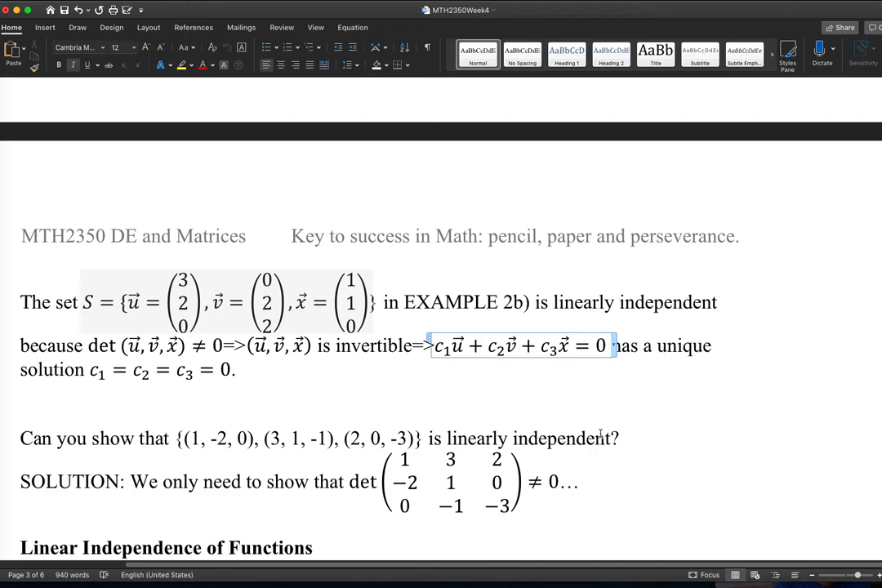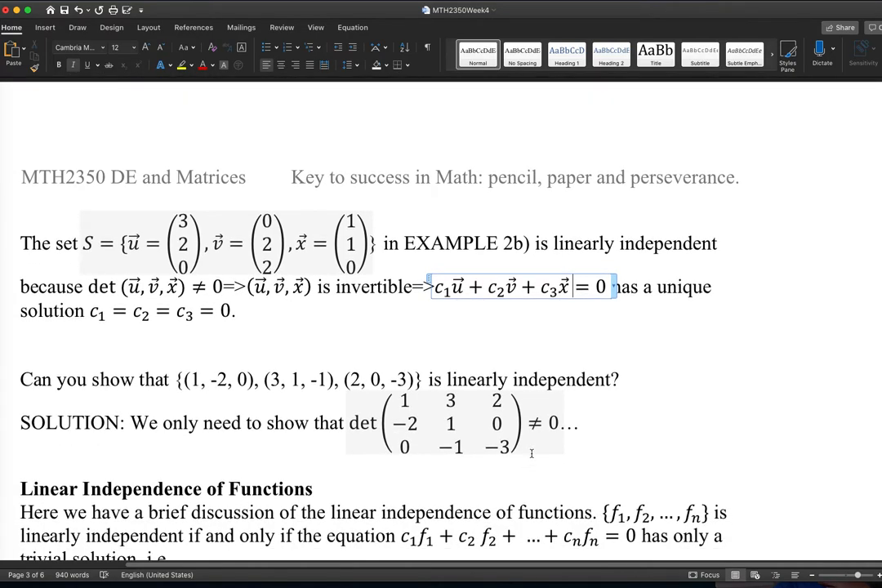So this time I look at the determinant of the matrix formed by those 3 vectors in the columns, and the determinant is not 0. Which means this set of 3 vectors is linearly independent. If the determinant is 0, it is not linearly independent. Sometimes we say that's linearly dependent. So in this case, we have the case of linearly independent.